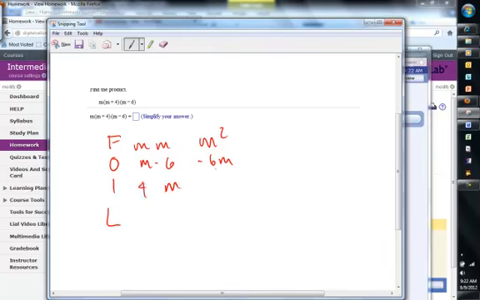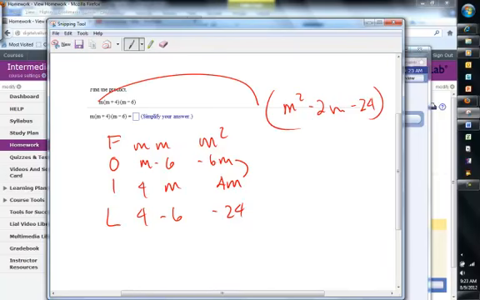4 times m is 4m. And 4 times negative 6 is negative 24. So we have m squared minus 2m, combine these two, minus 24. We're going to multiply that by m, and we get m cubed minus 2m squared minus 24m.